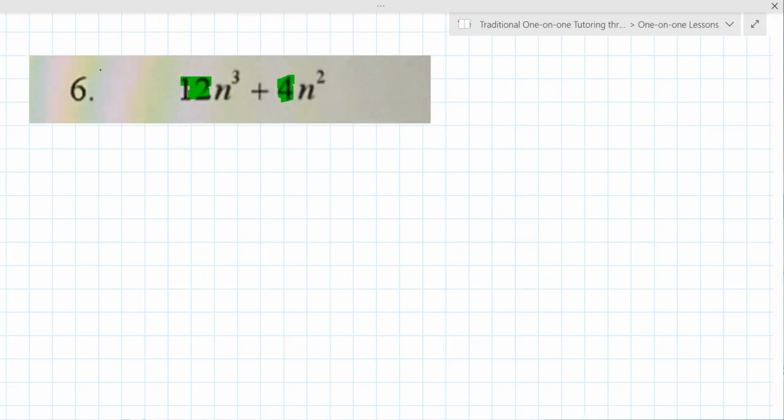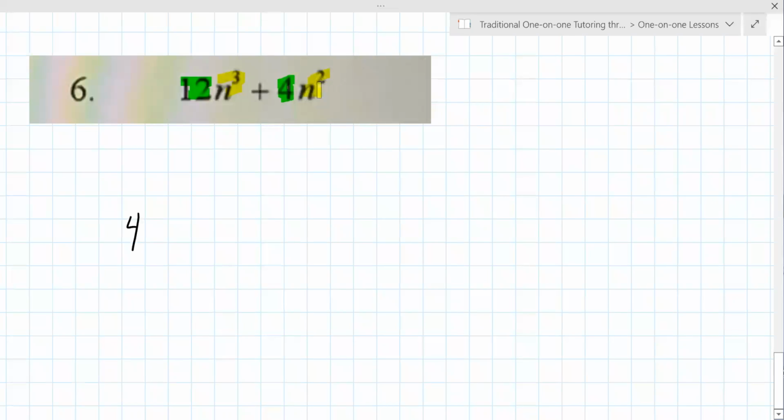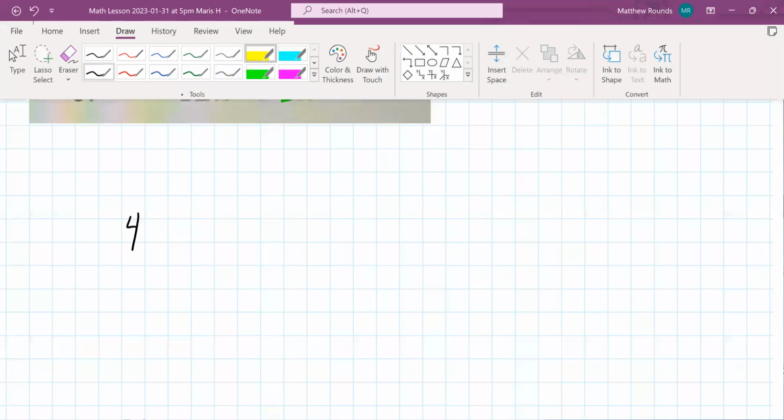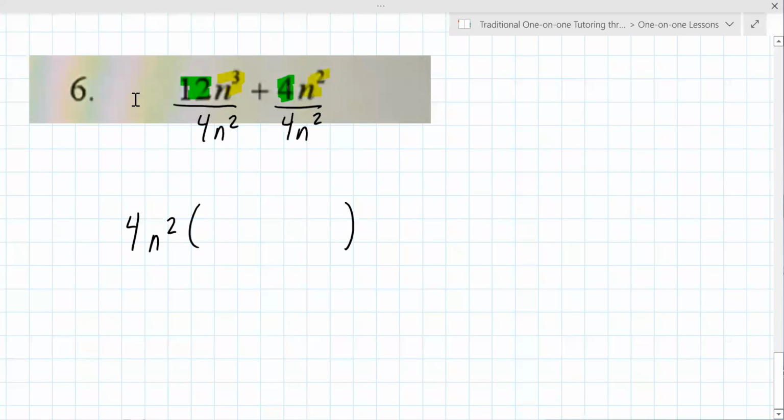What is the largest number that goes into both of those? 4. 4. And look at the two variables now. What is the smaller exponent between them? N squared. Okay, so this becomes n squared, and then you divide each of these by 4n squared. Whatever you put on the outside, that's what you're dividing by. 3n plus 1. Good.